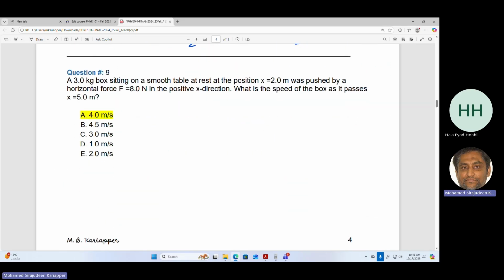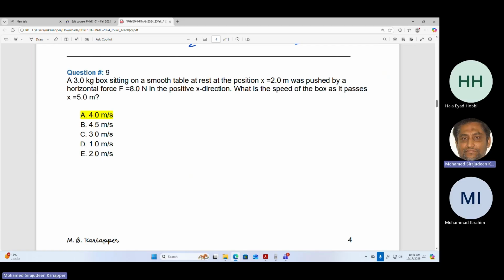A 3 kilogram box sitting on a smooth table at rest at the position x equal to 2 meters is pushed by a horizontal force of 8 Newton in the positive x direction. What is the speed of the box as it passes 5 meters?